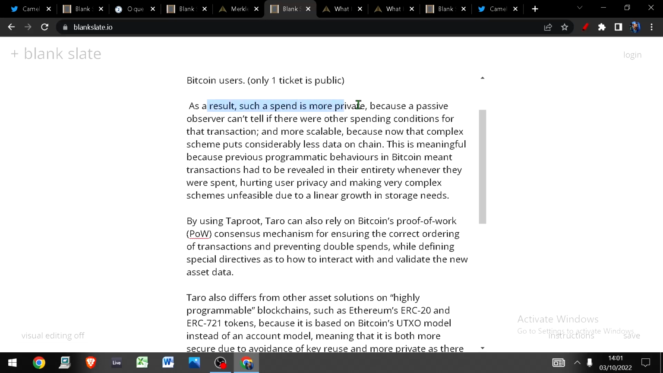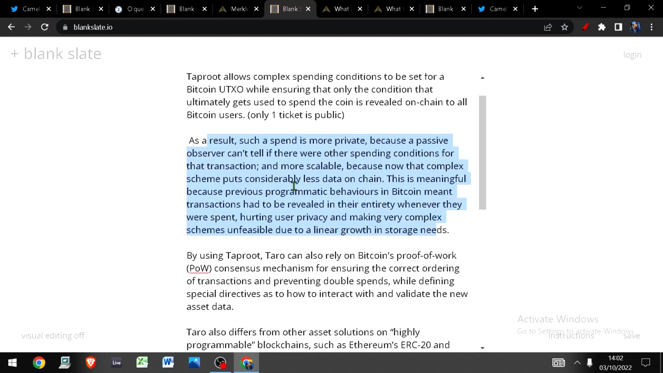As a result, such a spend is more private because a passive observer cannot tell there were other spending conditions for that transaction. So therefore it's more scalable because that puts considerably less data on the chain. This is meaningful because the previous programmatic behaviors in Bitcoin meant transactions had to be revealed in their entirety wherever they were spent. This hurts user privacy and it makes very complex schemes unfeasible in scaling due to linear growth in storage needs. So Taproot makes everything more private and it also makes it more scalable.